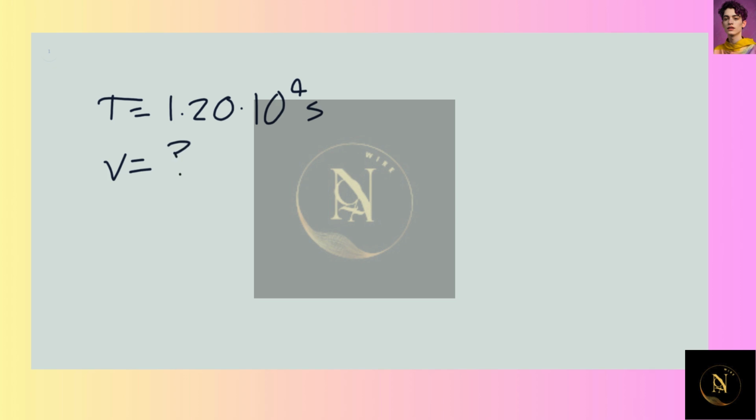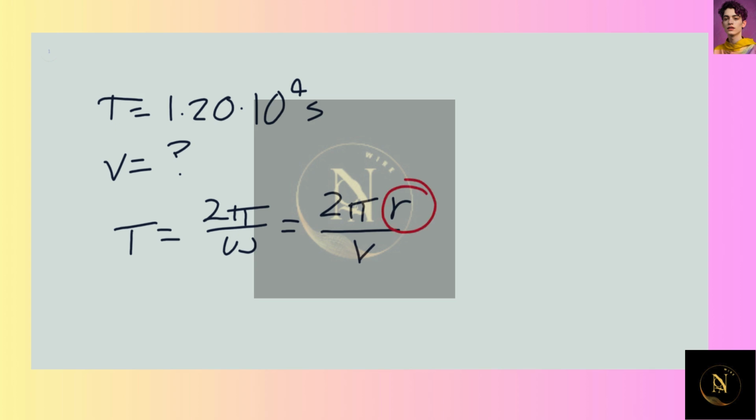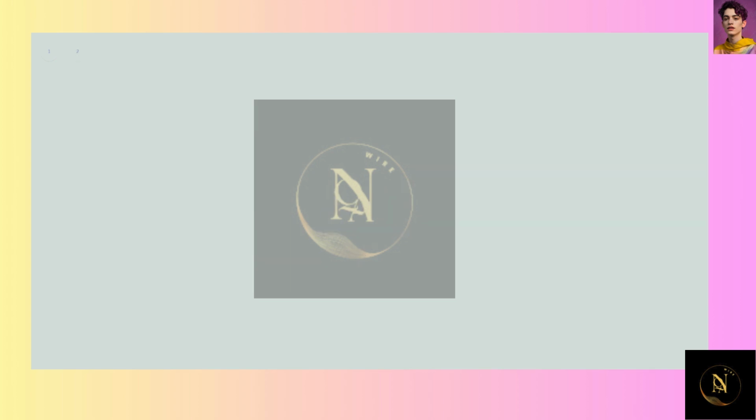Here, we've defined the velocity of a satellite going around Earth, given that we know its period in seconds. So first, let's start by rewriting our period in terms of v, the value we want to find. We know that T is equal to 2 pi over omega, and we can rewrite that as 2 pi r over v. All right, so that's good, but we don't know what r is. So let's use another set of equations to find that.